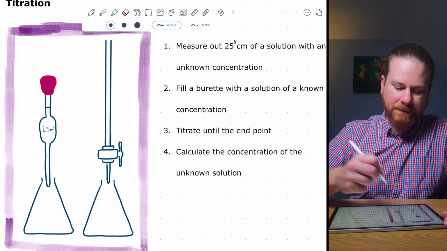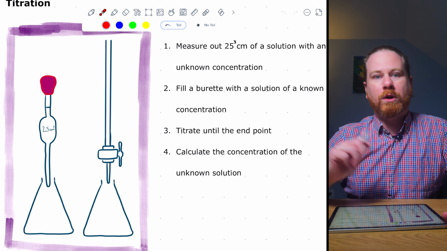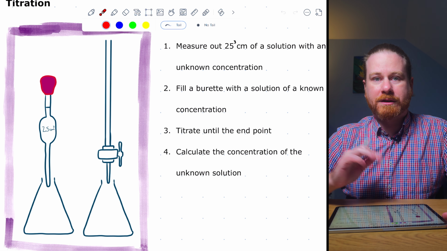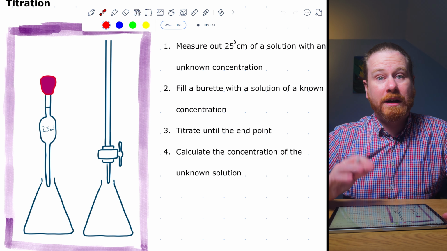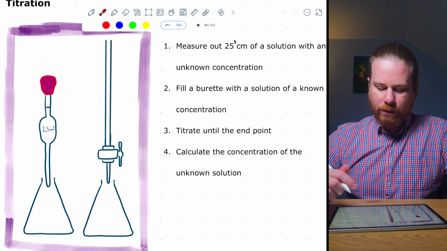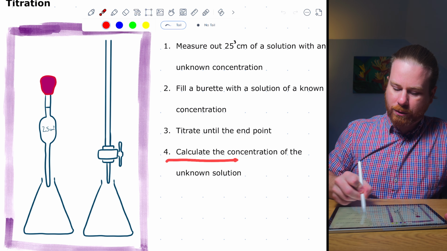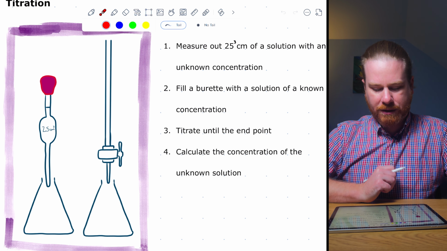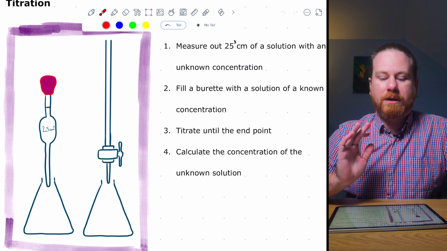That just means adding what's in the burette into what's in the conical flask. And then you're going to keep doing this until you get an endpoint. This is usually going to be a color change of some kind. Then you're going to record what's called the titer value, and then once you've got the titer value, you can do quite a few calculations, and then you can calculate the concentration of your unknown solution.